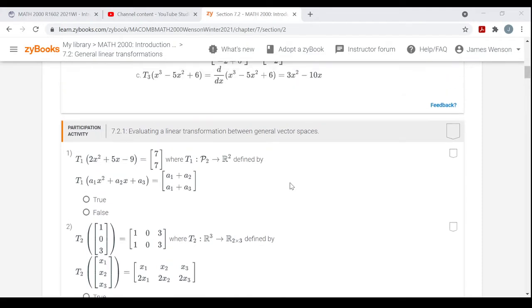All right, so I'll write out some of these on a piece of paper, and we'll take a look at some other examples.